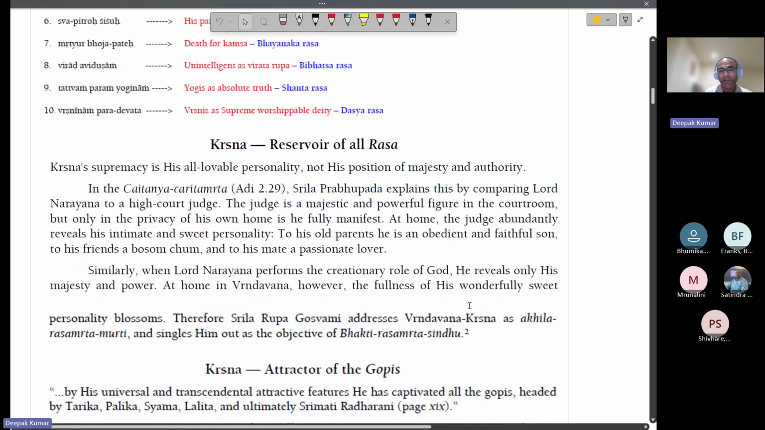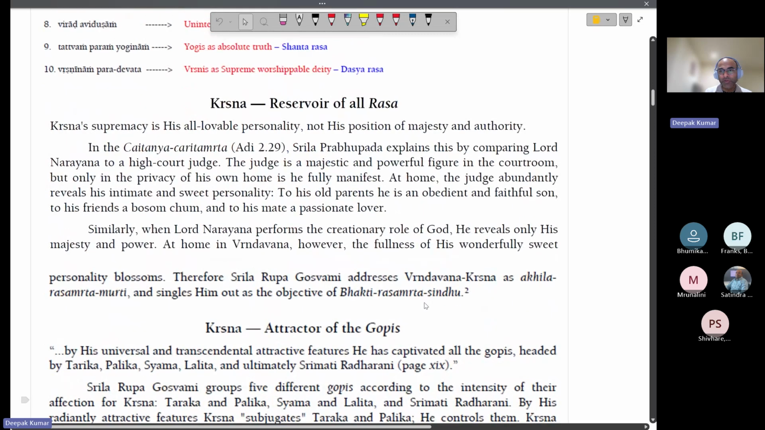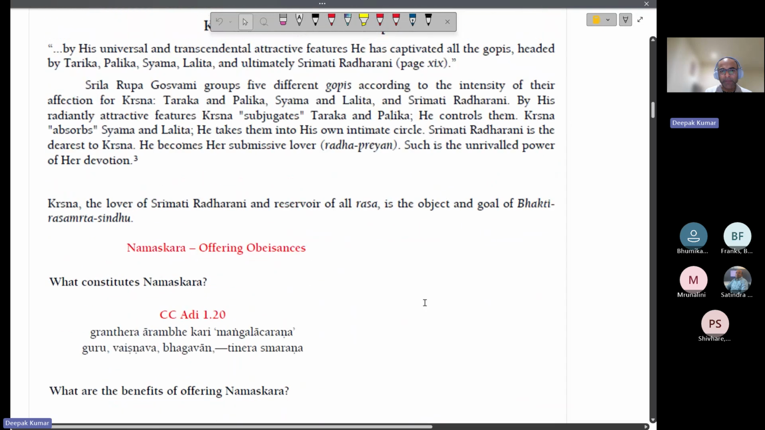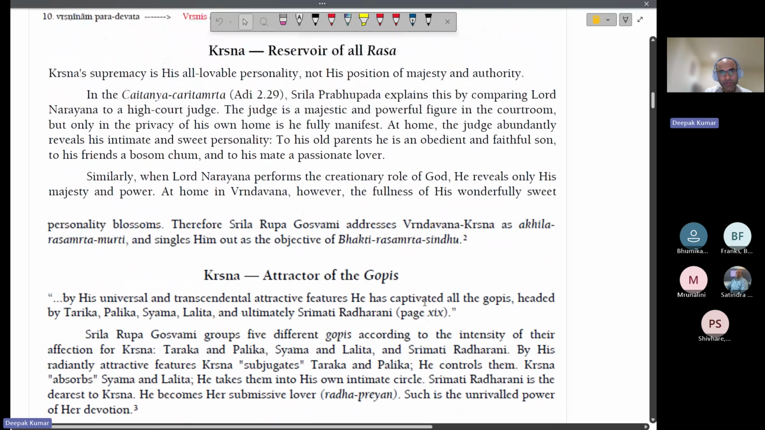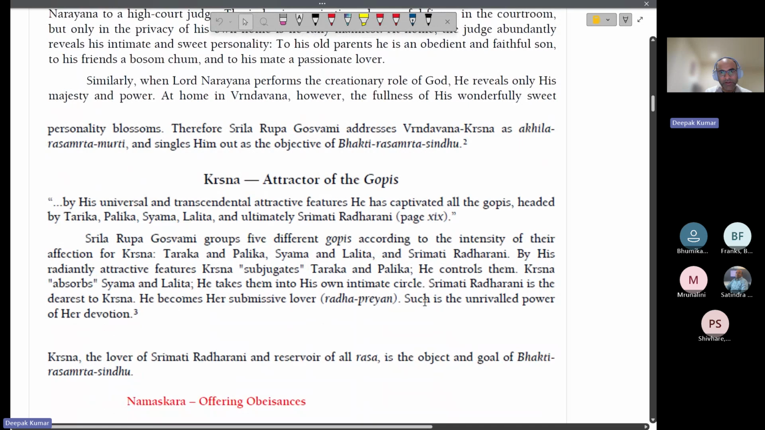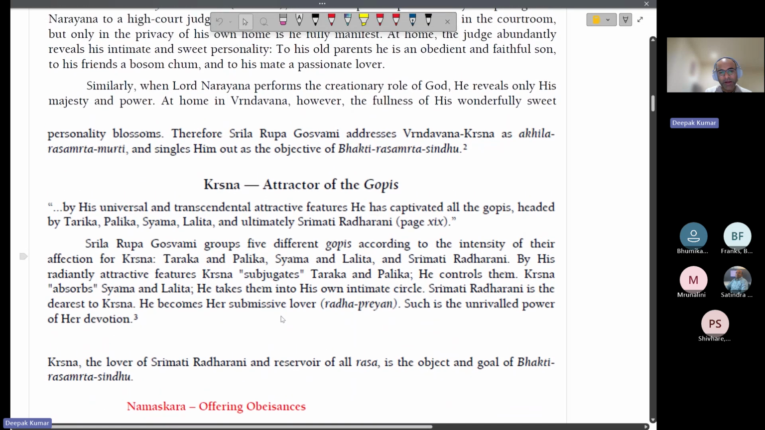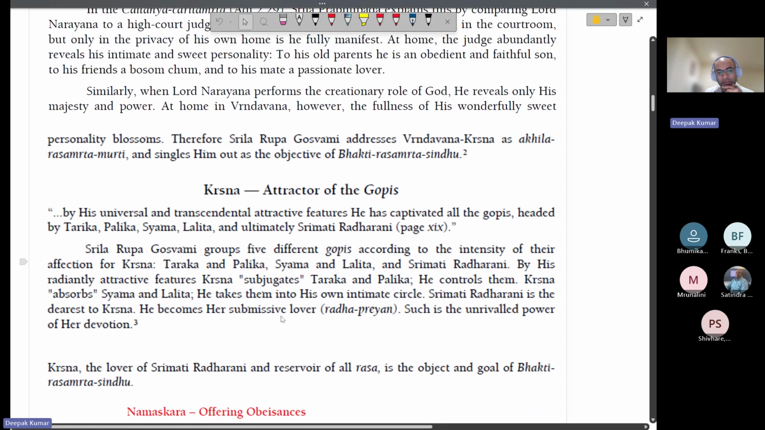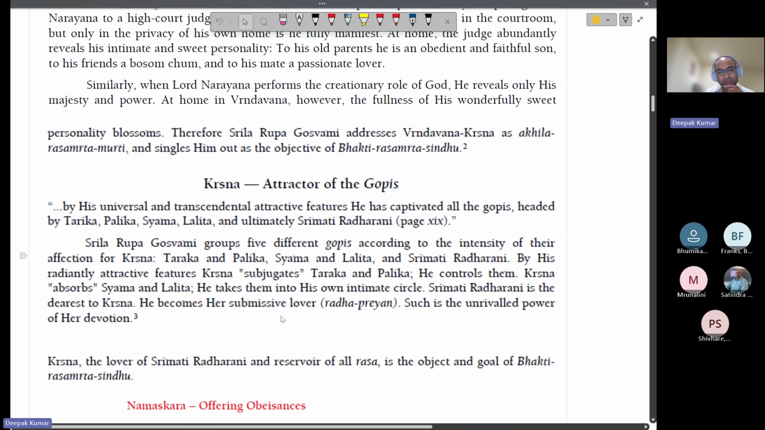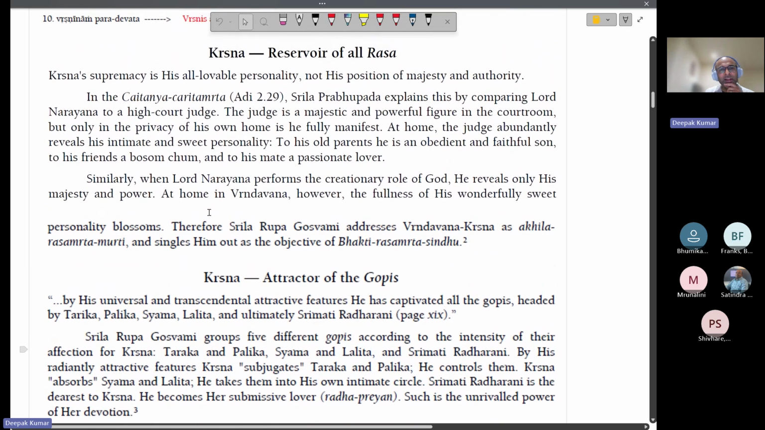Okay, so he's the... so we will take a pause here, or no, let me finish. Actually, just finish this. Krishna, reservoir of all rasa, and Krishna, attractor of the gopis. So that will finish the first part, which is the subject matter, and then we will start from Namaskar. So let me quickly read. Krishna's supremacy is his all-lovable personality, not his position of majesty and authority. In the Chaitanya Charitamrita, Srila Prabhupada explains this by comparing Lord Narayana to a high court judge.